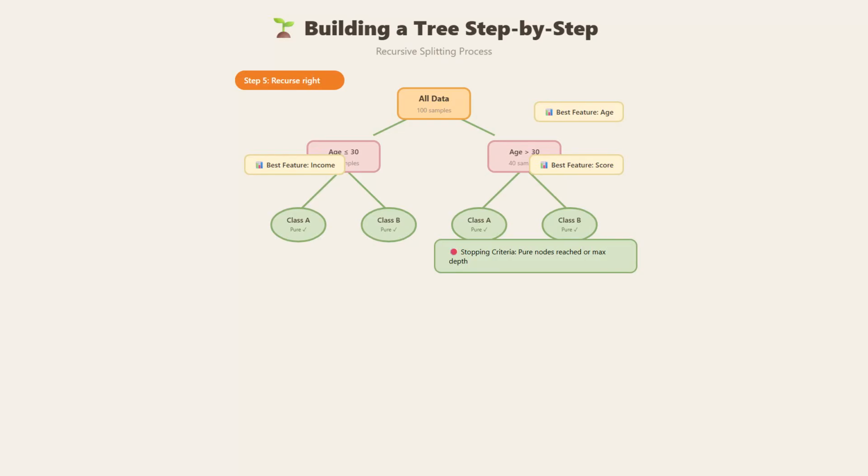The tree continues growing until we hit a stopping criterion. The badge at the bottom shows our stopping conditions. Either we reach pure nodes where all samples belong to the same class, or we hit the maximum allowed depth. Other stopping criteria include minimum samples required to split or minimum samples required in a leaf node.